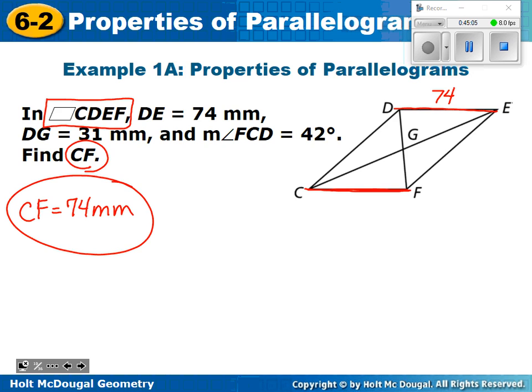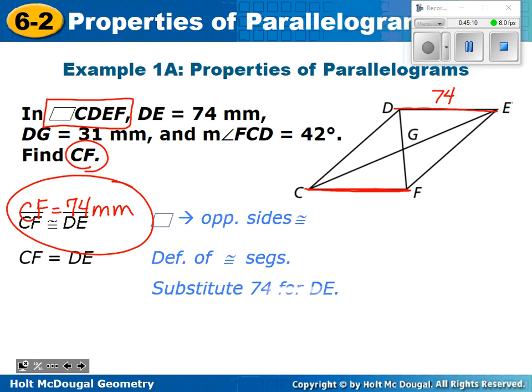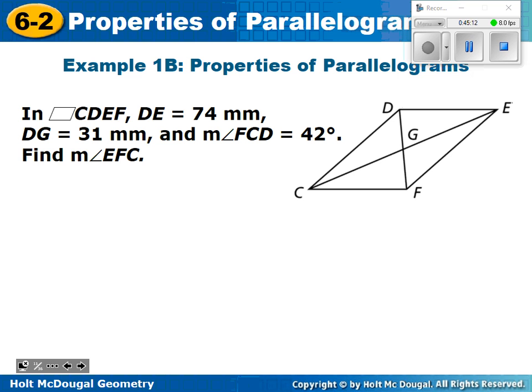All right, keep going. I think it's the same picture next, but then a different thing they ask you to find. Is that correct? Yes. So now they want us to find the measure of angle EFC. So find E, F, and C. We're looking for this big angle. What do they give us that helps us? Okay, so they tell us FCD, which is this angle, is 42 degrees. So what do we know about those two angles?